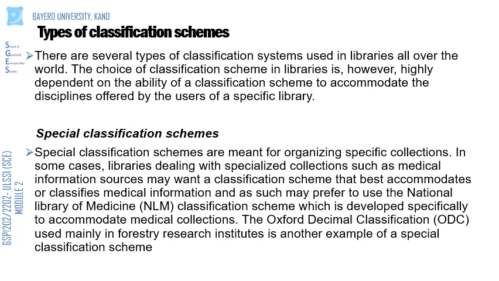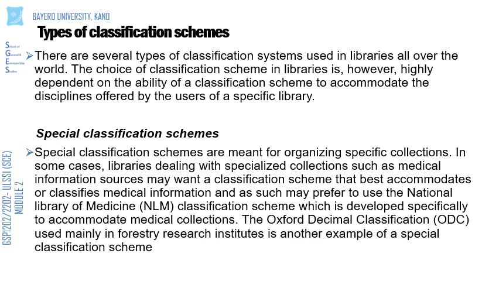Types of classification schemes. There are several types of classification systems used in libraries all over the world. The choice of a classification scheme in a library is, however, highly dependent on the ability of the scheme to accommodate the disciplines offered by the users of a specific library.